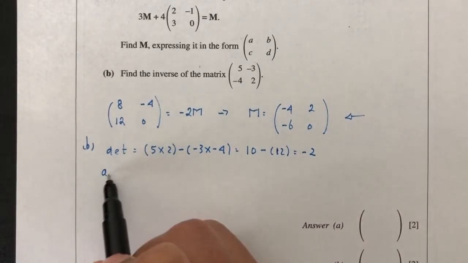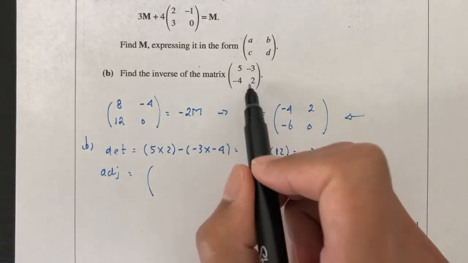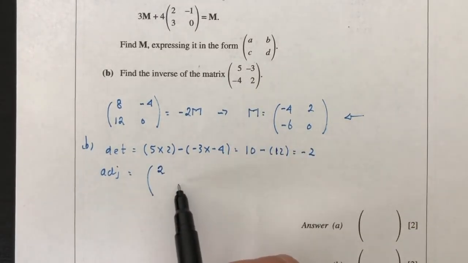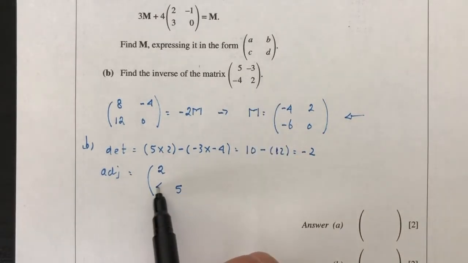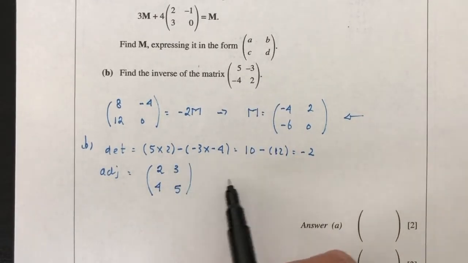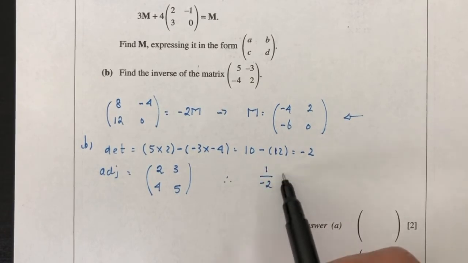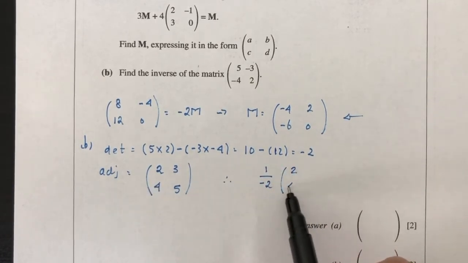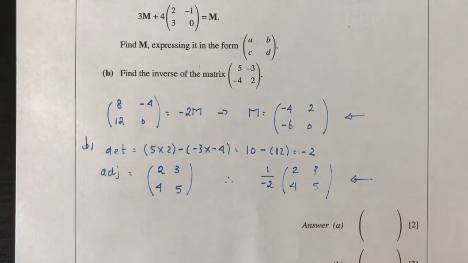And you have to find the adjoint matrix as well. So we have to change the position of those two. So 2 becomes here, 5 becomes here, and change the sign of those two, minus becomes plus for those two. So from this we have the inverse becomes 1 divided by the determinant times this adjoint matrix. So this will be your answer for part B.